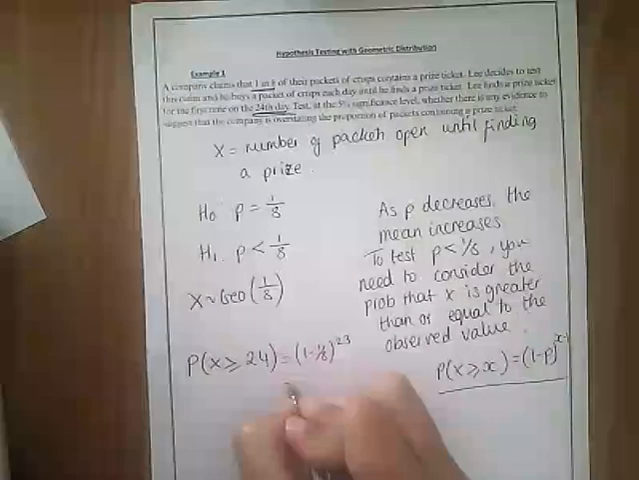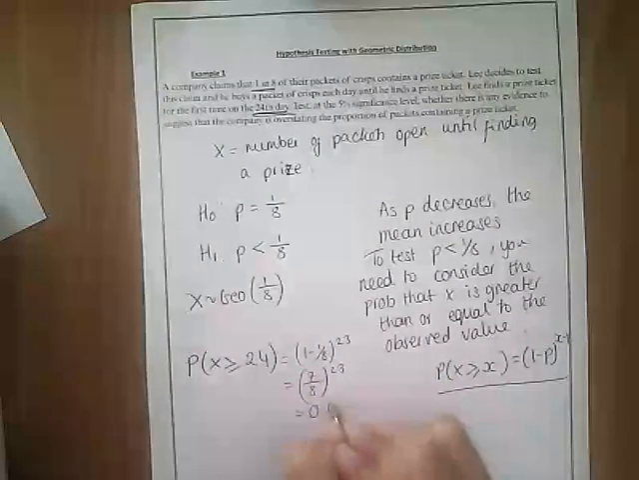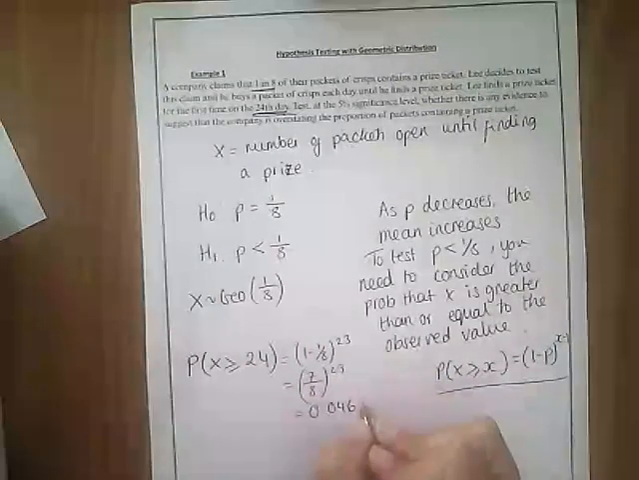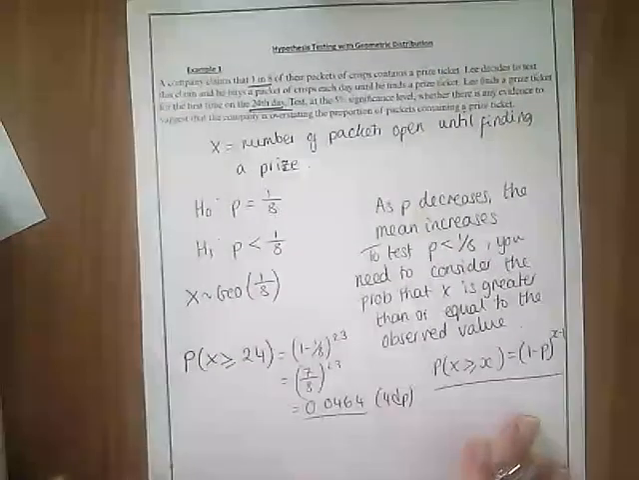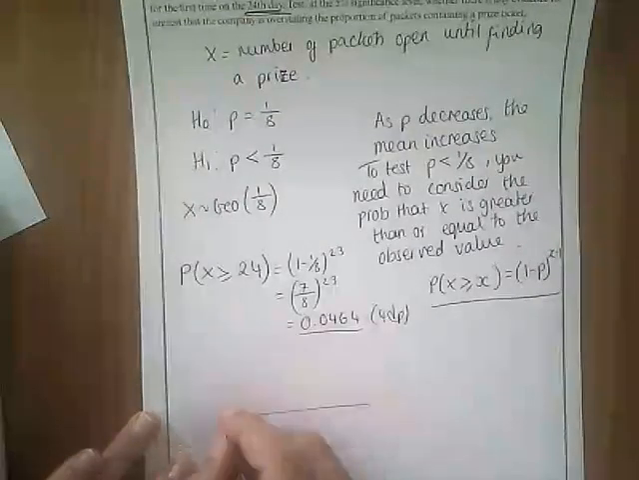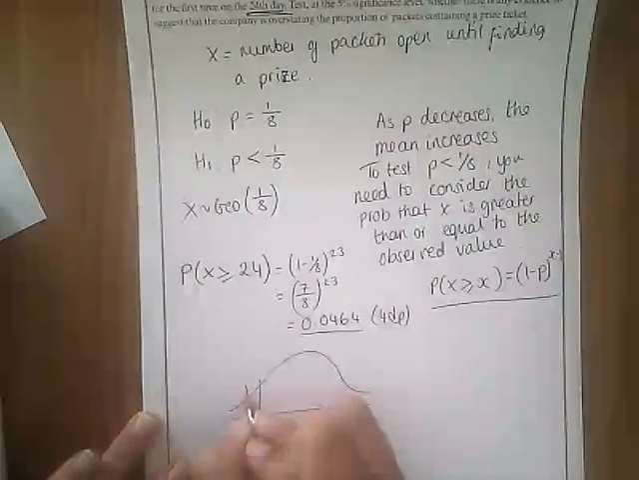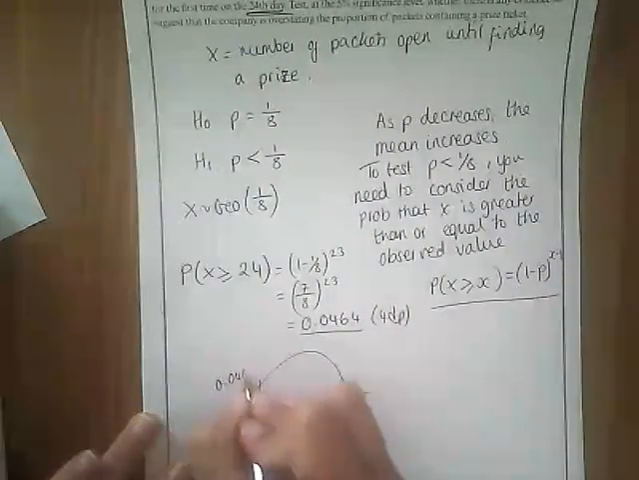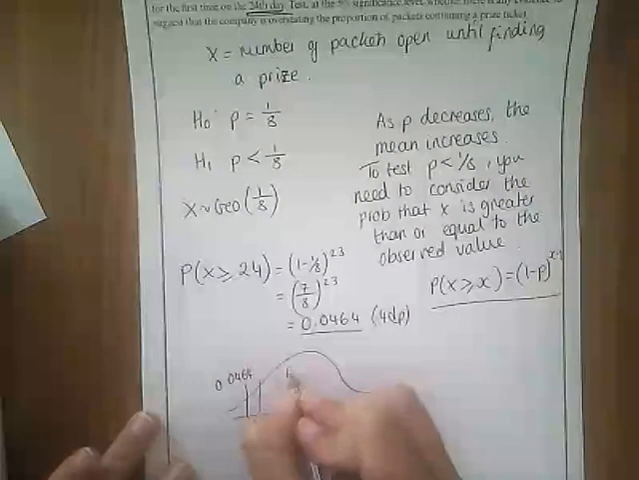And if you type 7/8 to the power of 23 into your calculator, you hopefully get 0.0464 to 4 decimal places. We are then using the 5% significance level, so we can draw a little diagram. Here's our 5%. Our value is below 5% at 4.64%, which means obviously this is the rejection zone.